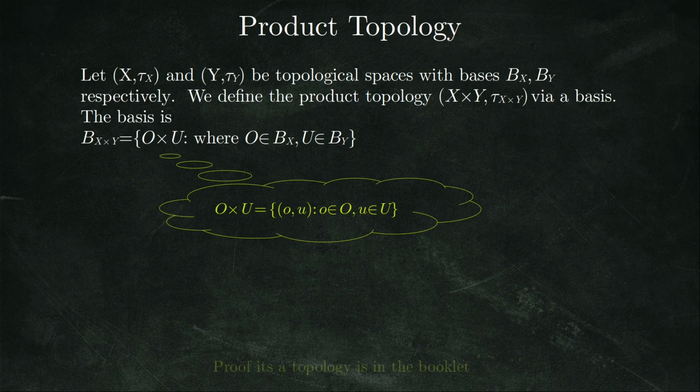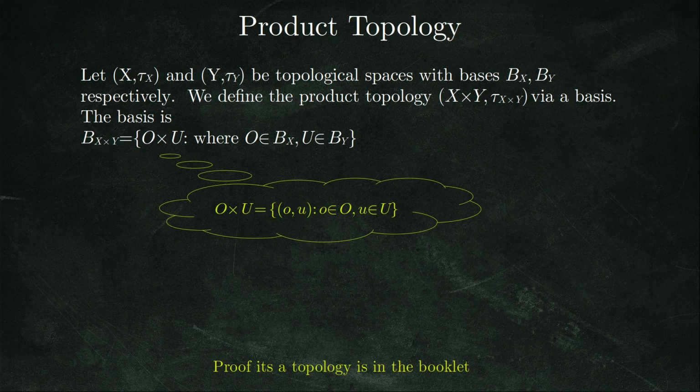And then the proof that this is a topology is in the booklet. I'm going to make a quick little aside before this. Certain properties of the topology are automatically satisfied by a basis. So, for example, the empty set is automatically satisfied and arbitrary unions are automatically satisfied, because the topology is defined in terms of unions of the basis.